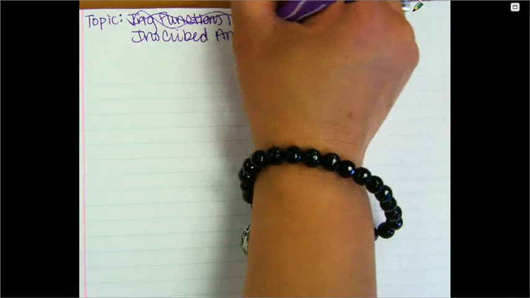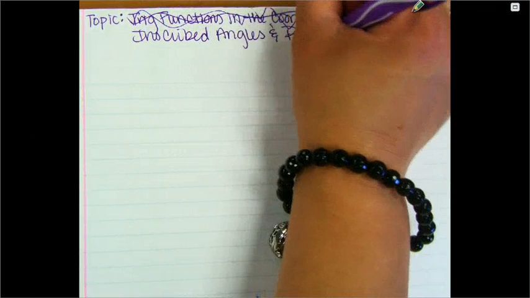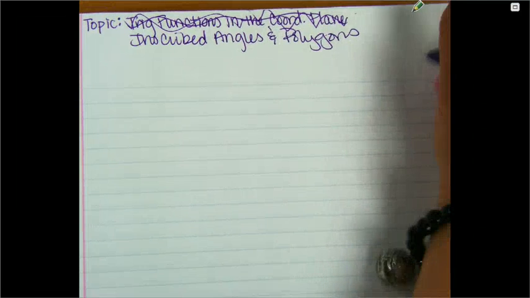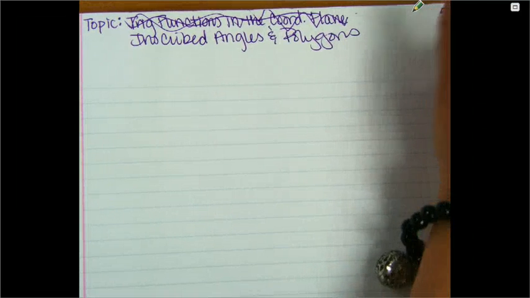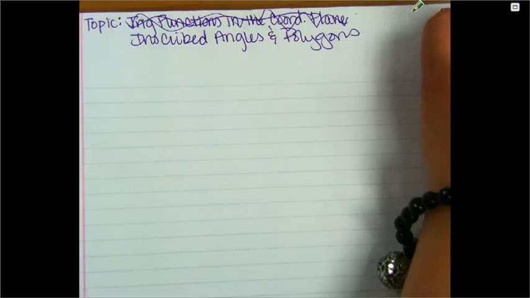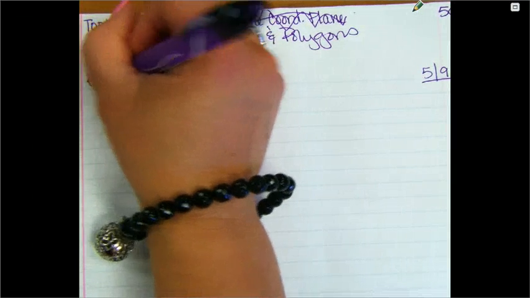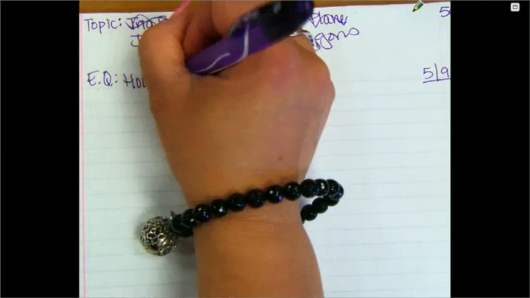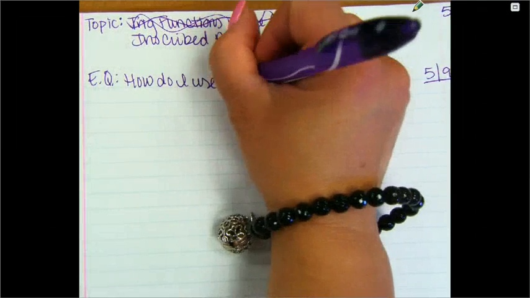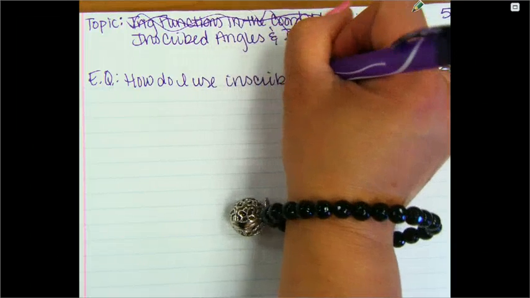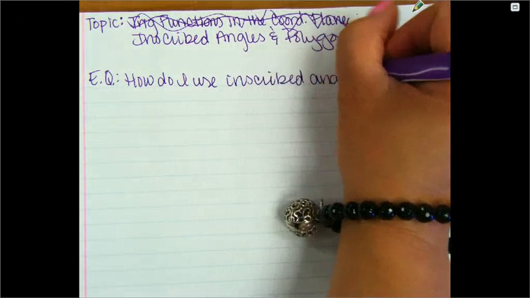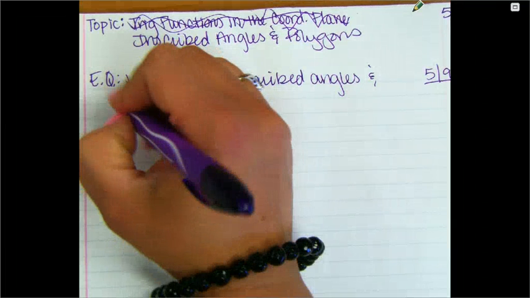Inscribed angles and polygons. All right, how do I use inscribed angles and polygons to solve for angle measures?